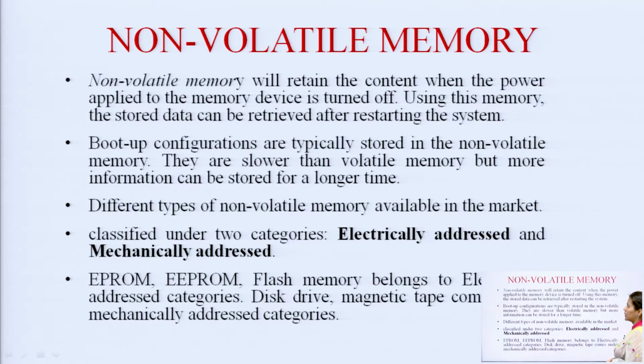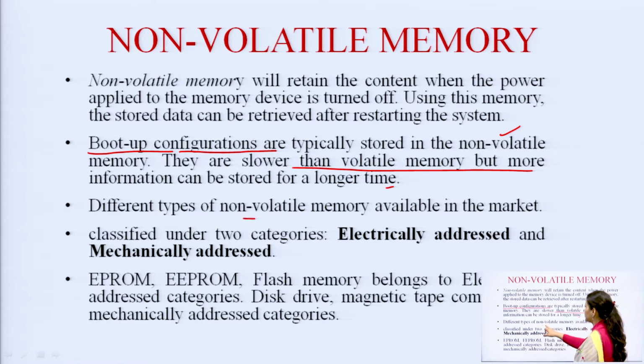Non-volatile memory retains the contents when the power applied to the memory device is turned off. Using this memory, the stored data can be retrieved after restarting the system. Boot up configurations are typically stored here, because they are always needed whenever the system is powered up. They are slower than the volatile memory, but more information can be stored for a longer time.